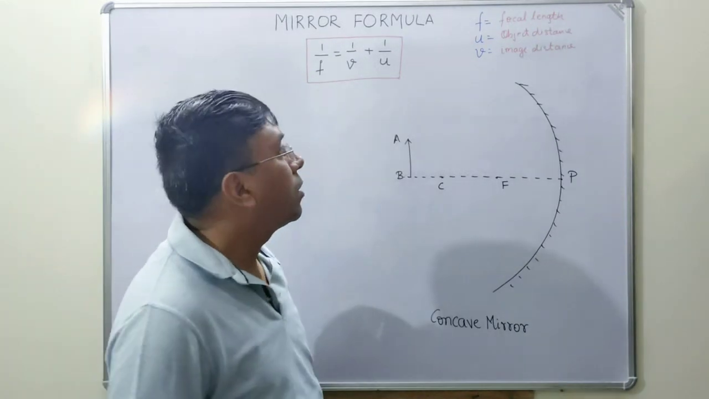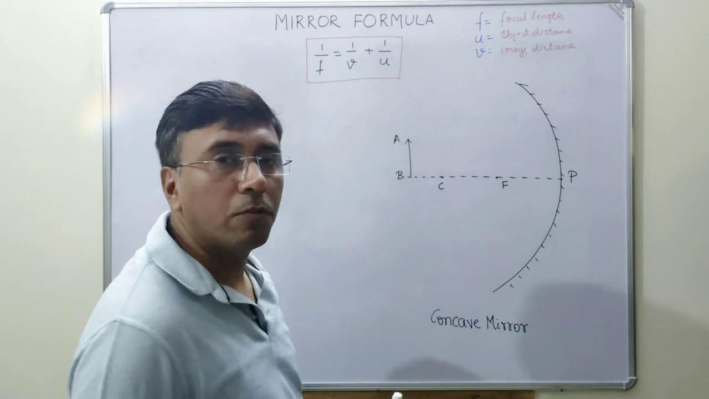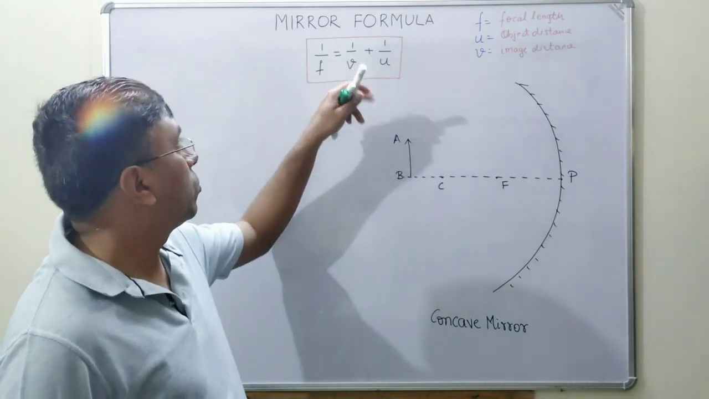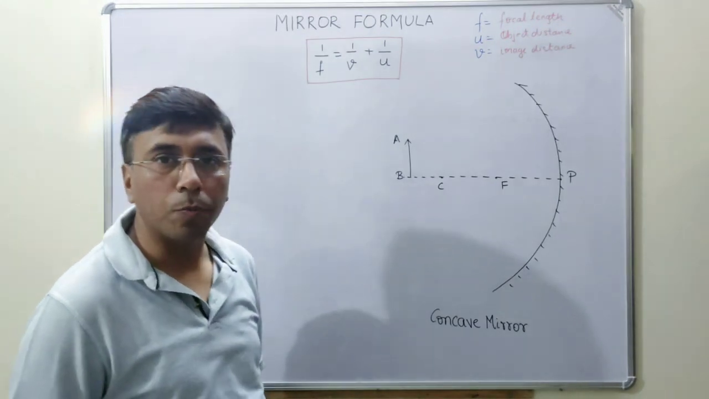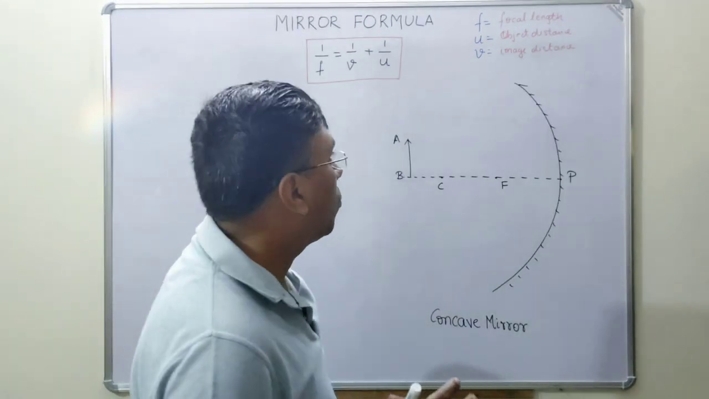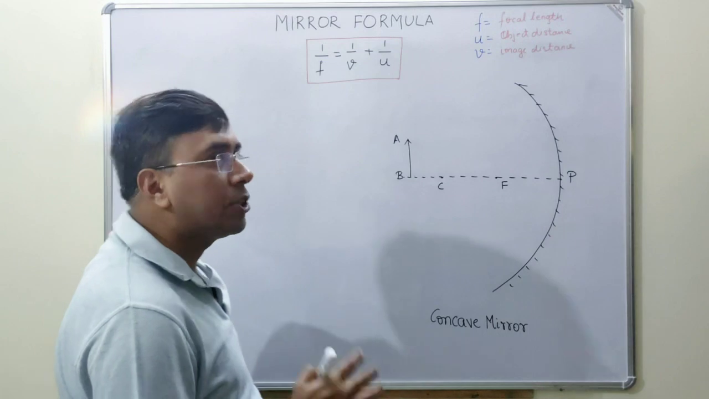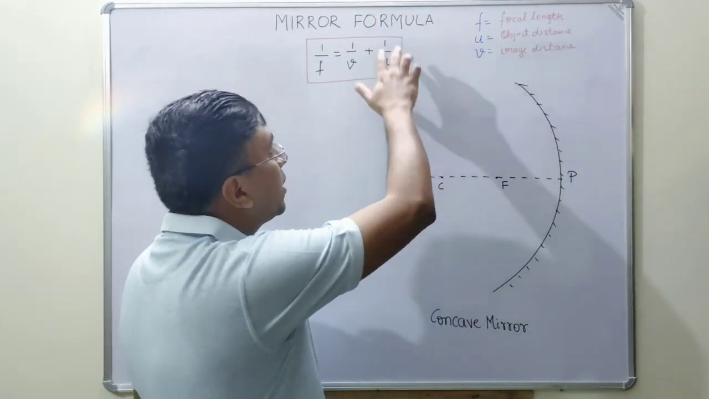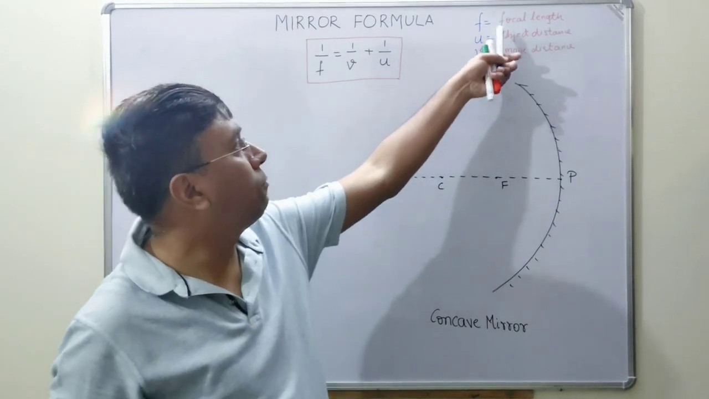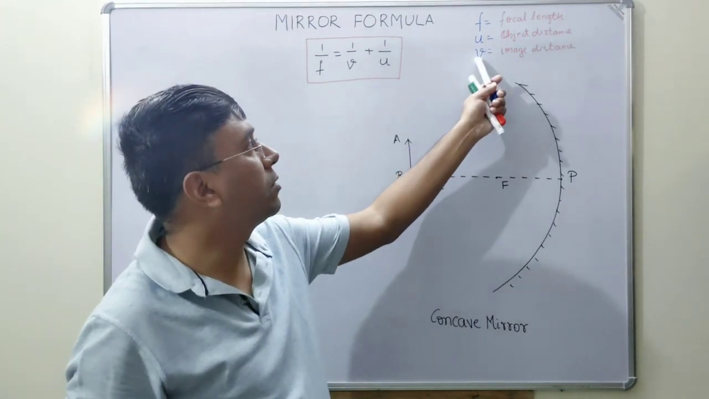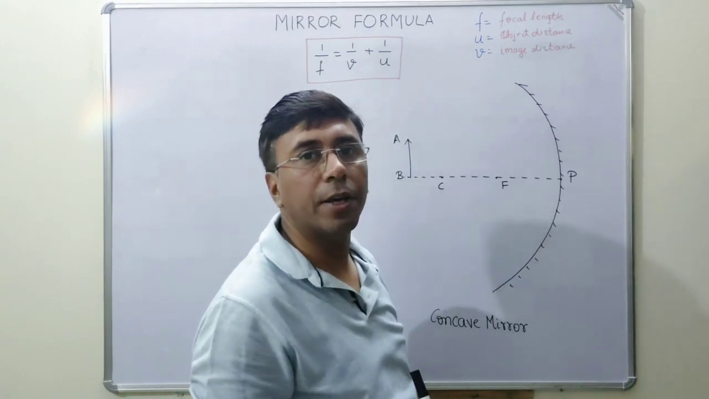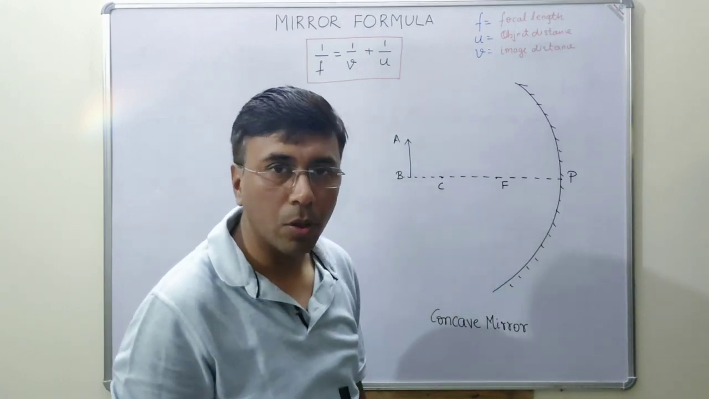Hello friends, in this video we will do the derivation of the mirror formula for the concave mirror. The mirror formula is 1/f = 1/v + 1/u. This formula gives the relation between the focal length of the mirror, the object distance and the image distance, where f is the focal length, u is the object distance and v is the distance from the pole of the mirror where the image is formed. Okay.